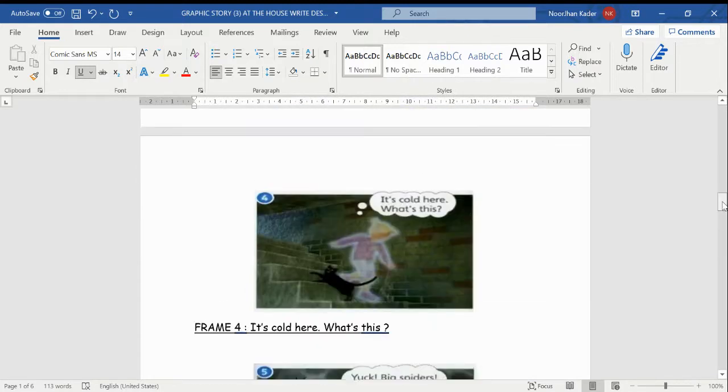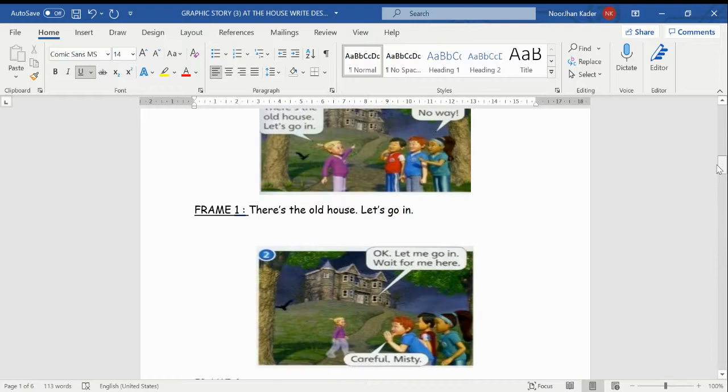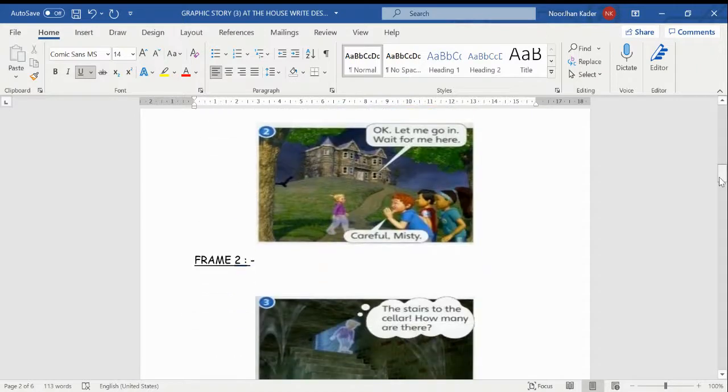Okay, let's see. From the first frame, we can know that it's the old house. So we already answered the first question, which is about which character or which object. Okay, so the old house. Then let's look at frame 2.